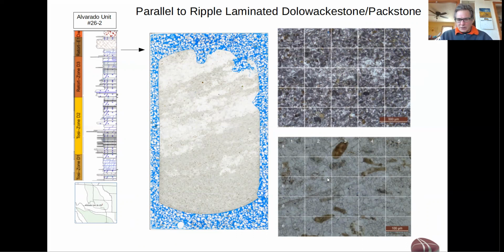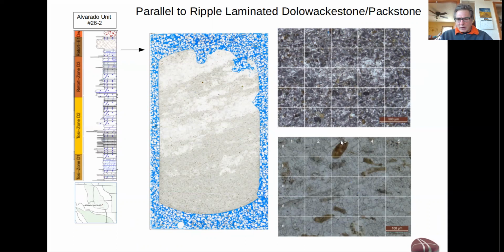Looking a little closer, notice the scale bar here, 100 microns, so 1/10 of a millimeter. We see basically an anhedral mosaic of dolomite crystals that are preserving the ghost-like remains of various skeletal grains. Here's an example of one right here. We interpret this to be a sponge spicule. So this shows this rock's been completely recrystallized from what was probably a limestone to a dolomite.